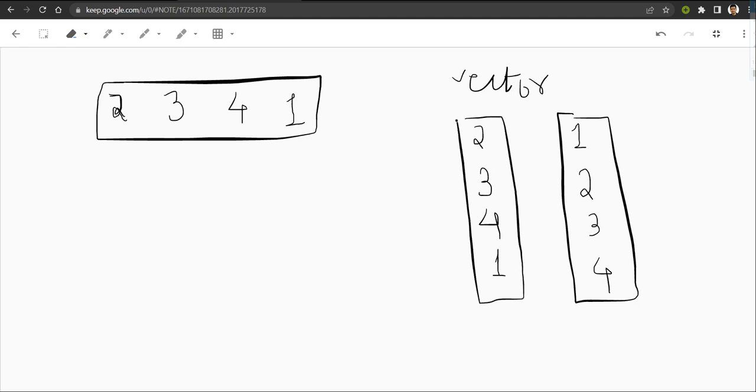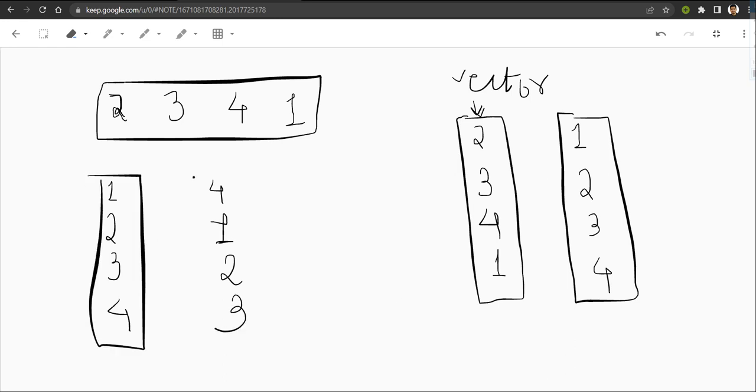Now what I'm going to do is simply sort this vector according to the first element. After sorting, this vector will look like 1 2 3 4, and with 1 it's 4, with 2 it's 1, with 3 it's 2, with 4 it's 3. After sorting, our vector of pairs will look like this.